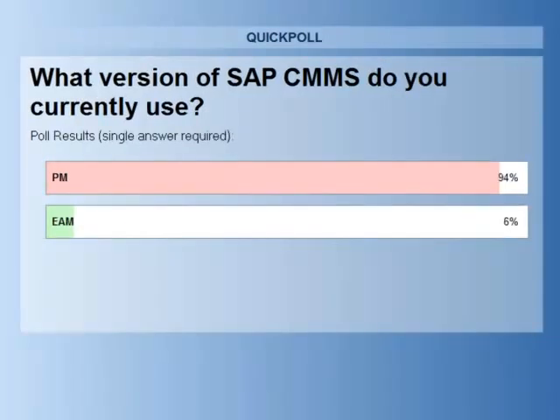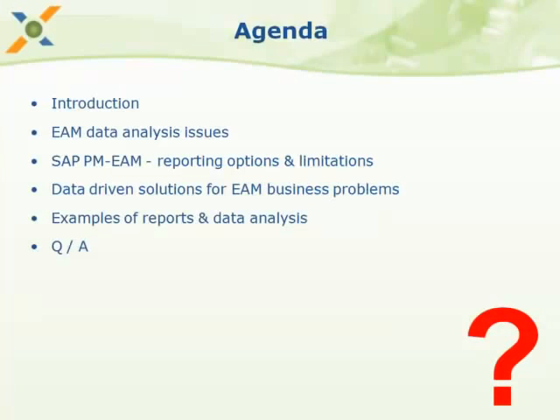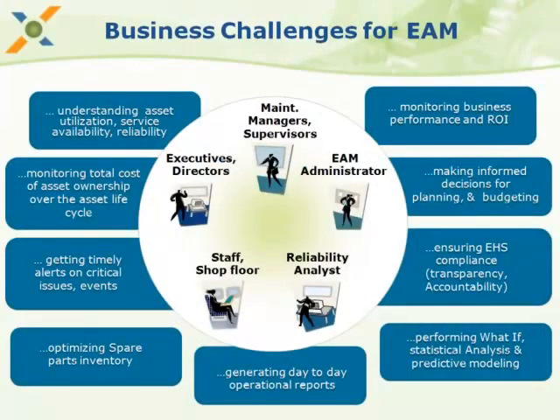Okay, got it. So typically, let's go through some of the business challenges that we all face in enterprise asset management. There are different personas within organizations that are directly or indirectly responsible for enterprise asset management: upper management, managers, EAM administrators, SAP administrators, and of course the staff and the shop floor people, as well as sometimes reliability analysts. And they all have different sets of problems that they are trying to sort out.